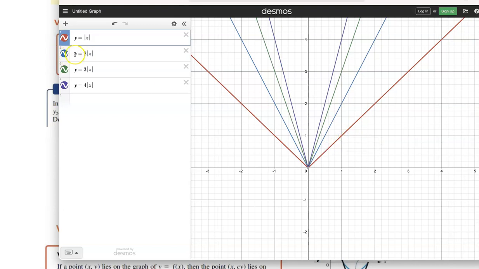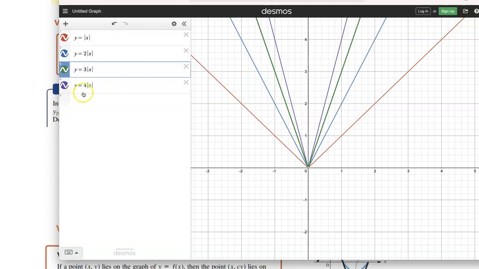Y equals 2x? Well, all you did was multiply your y value by 2, so it should hit at 1 over 2. There you go. You multiply your y values by 2, so you get 1 over 2. That's why the blue one's right here, at 1, 2. Over here, you multiply your y values by 3, so you get 1, 3. And then right here, you multiply your y values by 4, so you get 1, 4.